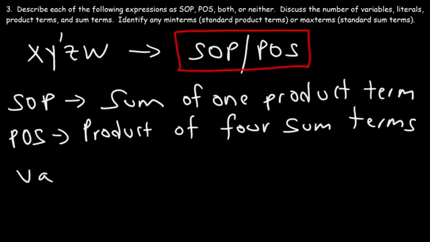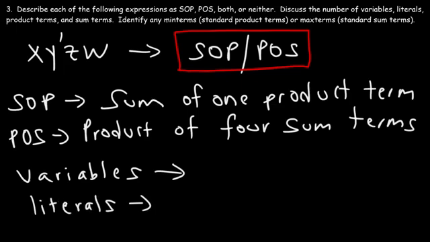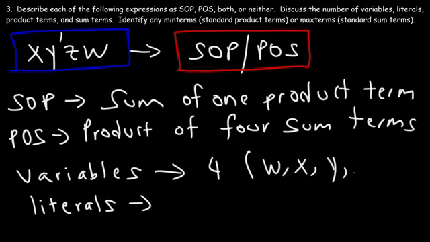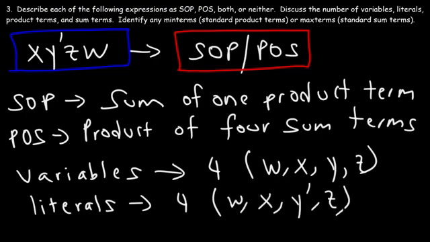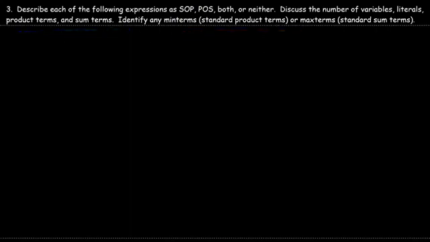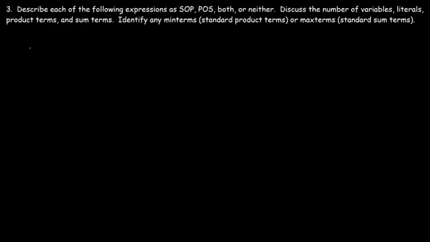Now, how many variables do we have? And how many literals? For this expression, we have a total of 4 variables: w, x, y, and z. We also have 4 literals: w, x, y prime, and z. So that's all we could say about this expression. Let's move on to our next example.